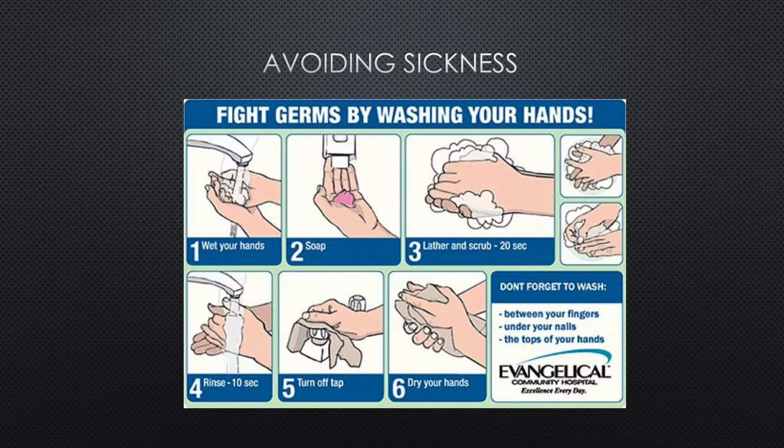And then step 2 is apply the soap. You want to apply about a dime to a quarter size amount of soap. And most soaps tend to be antimicrobial. We'll get to that in a second. The next step will be to lather and scrub for 20 seconds. What that means is you just put the soap in your hands and underneath the water.